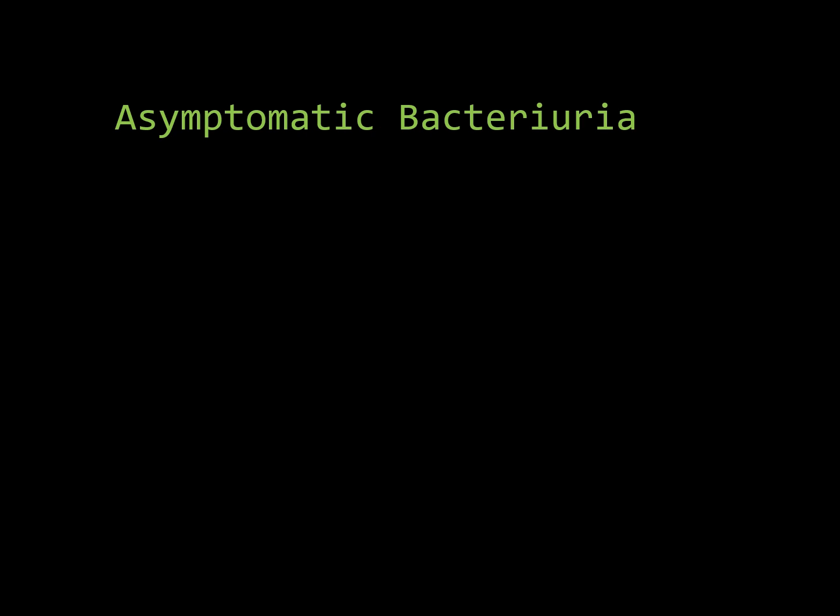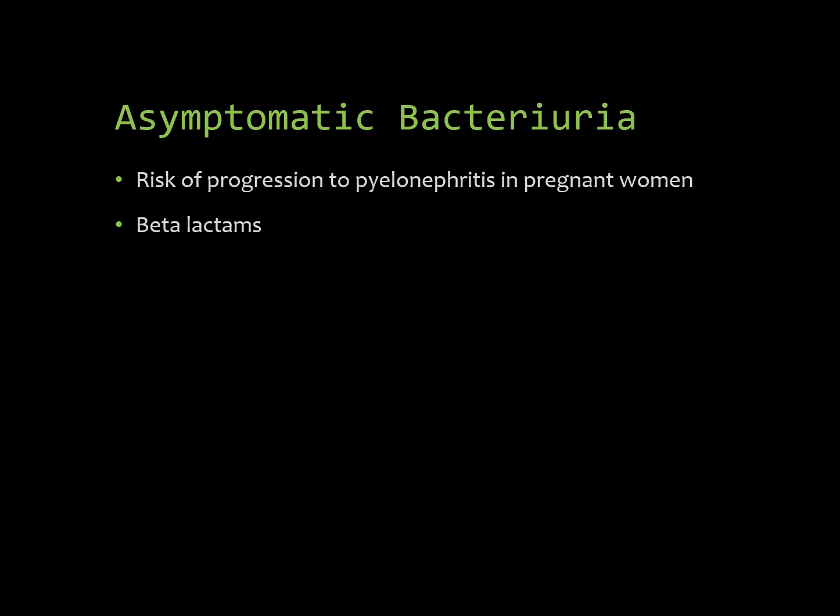Asymptomatic bacteriuria in non-pregnant women is not required to be treated unless they have other comorbidities. But asymptomatic bacteriuria in pregnant women has to be treated because the progression to pyelonephritis in pregnant women is more likely. The safest antibiotic in pregnancy is beta-lactam.